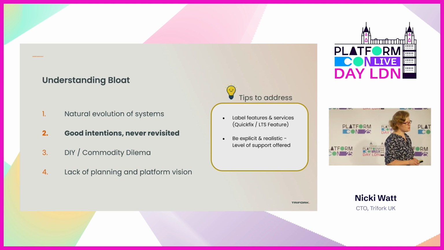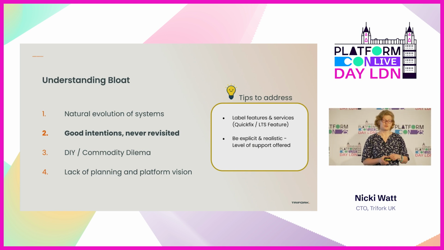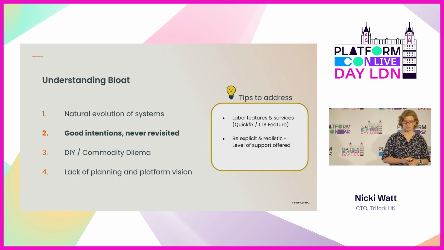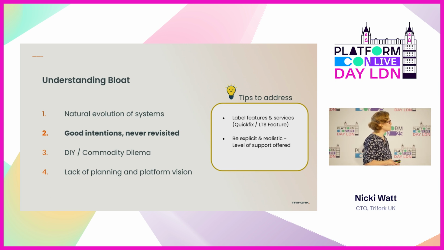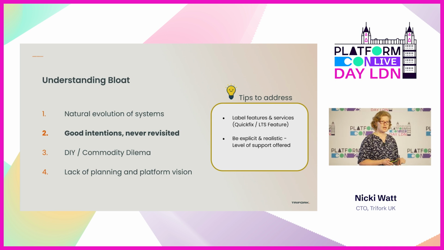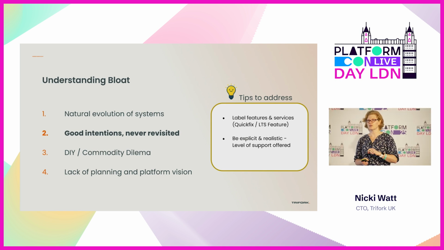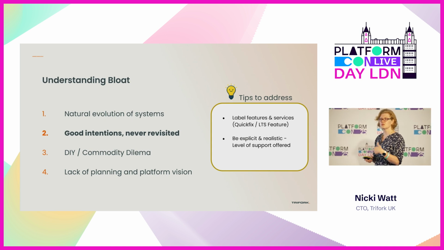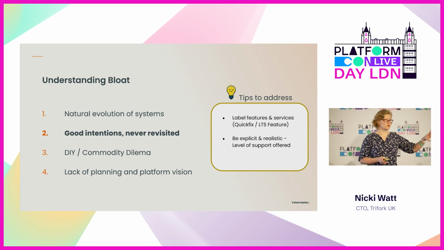All right, so how do you address this? Well, in the first instance, I'd say you obviously just be explicit and realistic about the level of support that you actually need. But also, when it comes to some of the features that we've spoken about, label and tag them. Is this a long-term service that I'm supporting, or is it a quick fix? That way you can take the time to understand which items are used, which are not, and where the bulk of your support might be going, whether it's on quick fixes or on some of the services that are really making a difference.